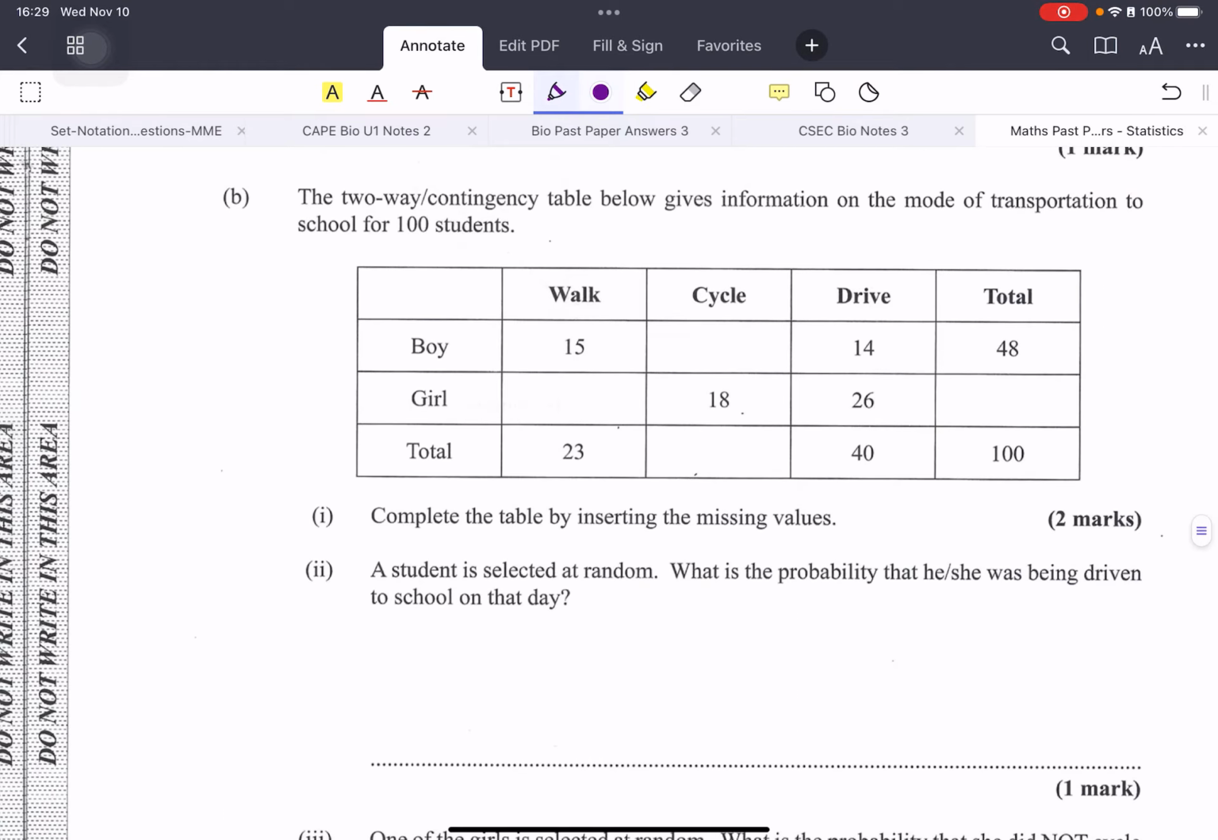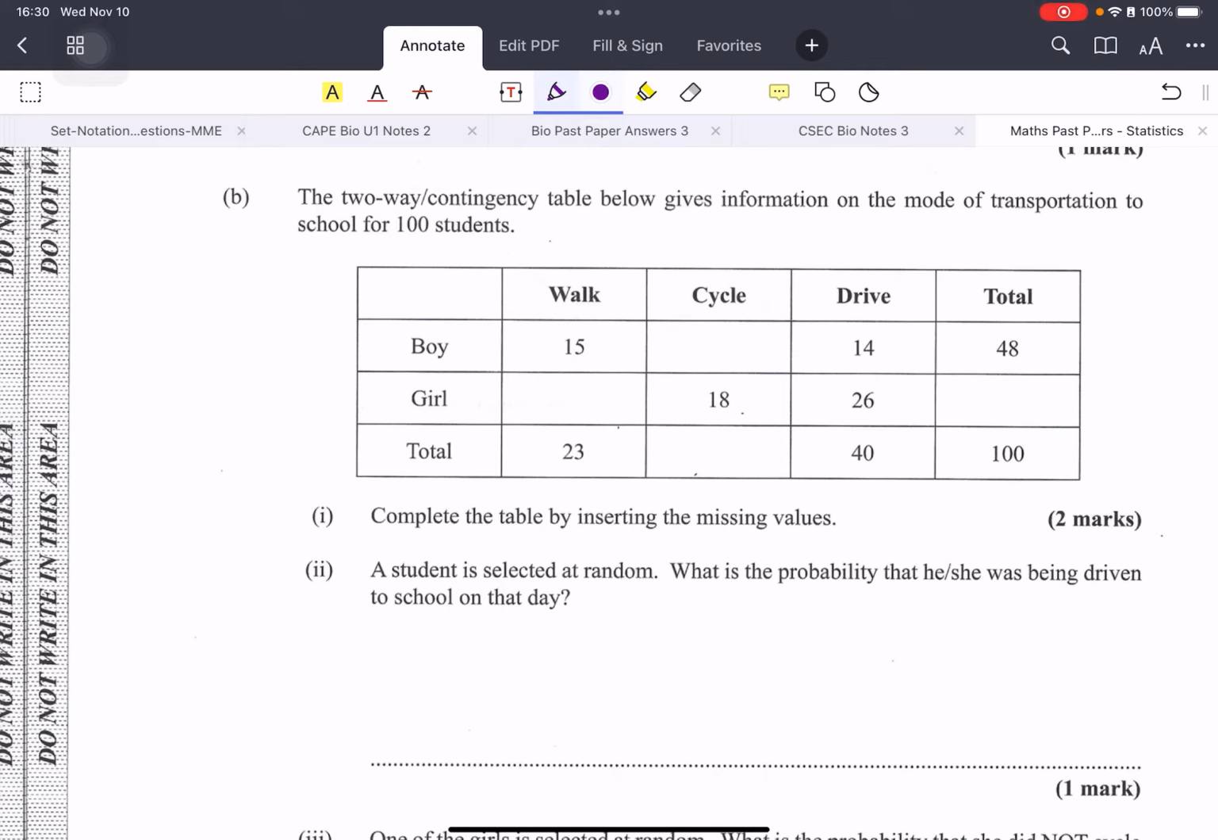Right, so let's look at part B. Here we have a table, and it gives information on the mode of transportation to school for 100 students. Okay, so we have boys, girls, and we have the modes of transportation. Either they walk, cycle, or drive. So now we need to complete the table by inserting the missing values, and this is quite easy.